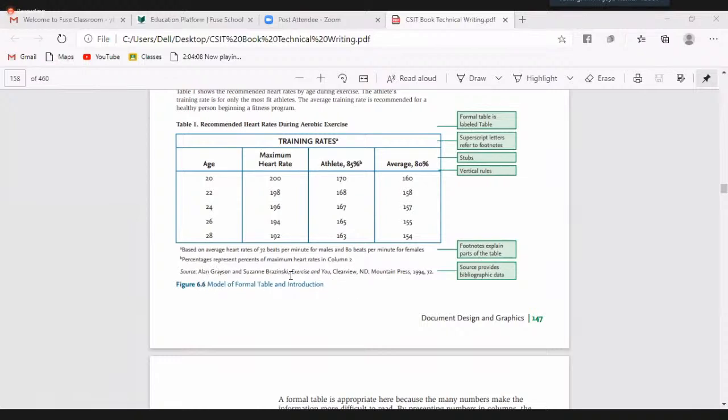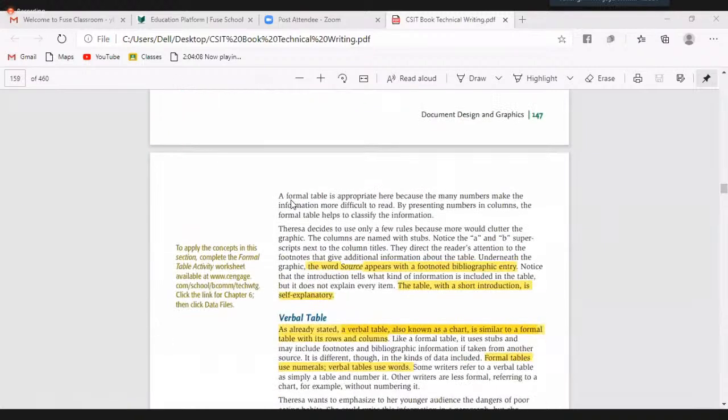It means the writer's name, then from which book you have taken the table. So the name of the book, and then the name of the place, the name of the publisher, year of publication, and then page number. Okay, so these things are mentioned. Okay.